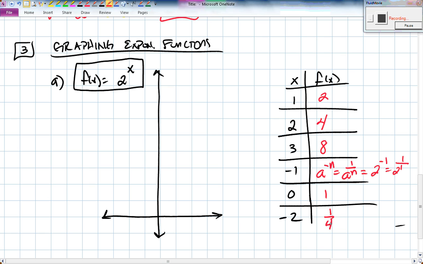Good. Let's plot all these on the graph. So our graph paper is so nice. So 1, 2. There we go. That one's on there. 2, 4. That one's on there. 3, 8. 1, 2, 3, 4, 5, 6, 7, 8. All right. -1, 1/2. Okay, that's right there. -2, 1/4. That's below that, huh? All right. And 0, 1 is right here. Okay. So when you have that information, go ahead and connect all those dots there. And you should get something that looks like this. And now we can talk about it.